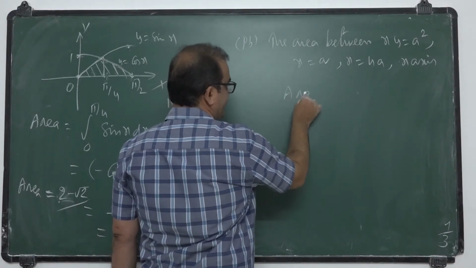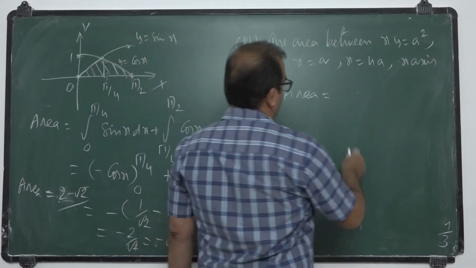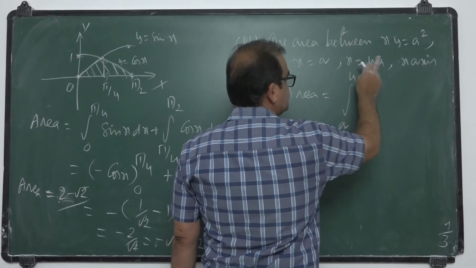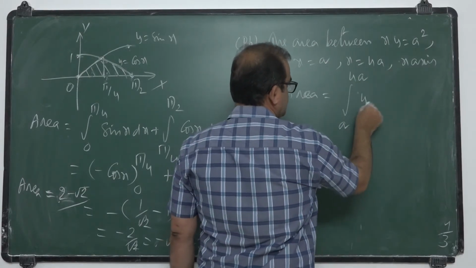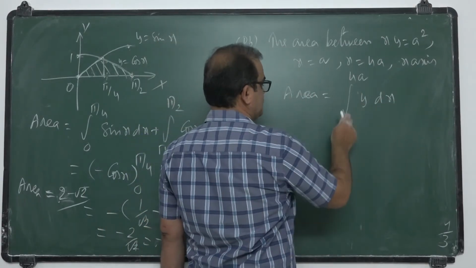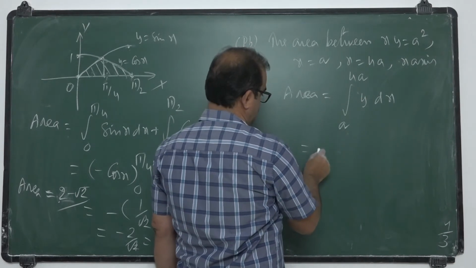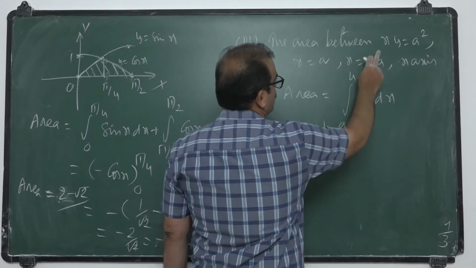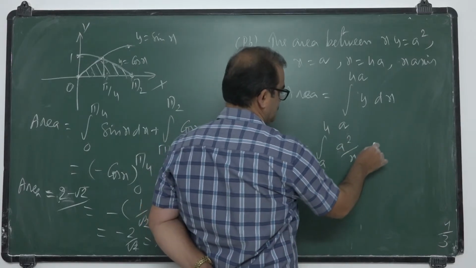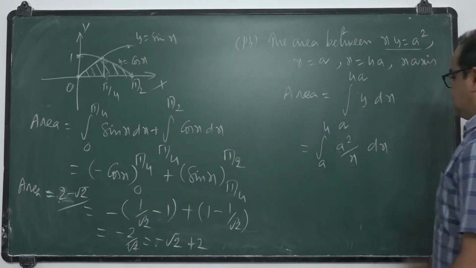Here we find the area directly without drawing the diagram. What are the limits of x? x varies from a to 4a. Here we consider the area on the x-axis, so area is y into dx. If the limits of x are given, then area is integral y into dx, from a to 4a. From the given curve, y is equal to a square by x, so a square by x into dx.